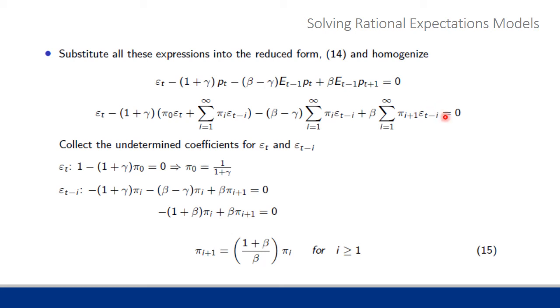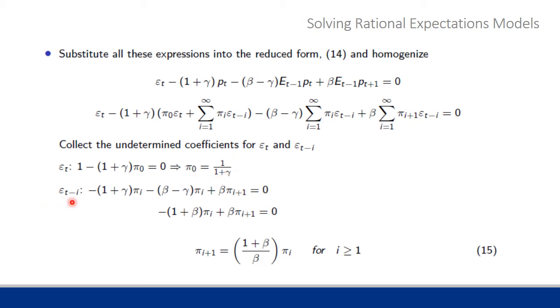We now know that this holds in every period, so we can collect the undetermined coefficients, and for epsilon t, this is going to be equal to 1 minus 1 plus gamma pi 0. Now no other epsilon t's here, so it's equal to 0. And we can rearrange this so we have a solution for pi 0. That's the first coefficient. Pi 0 is equal to 1 over 1 plus gamma.